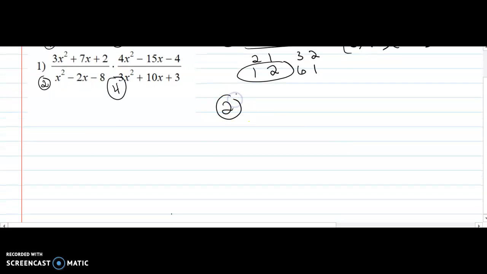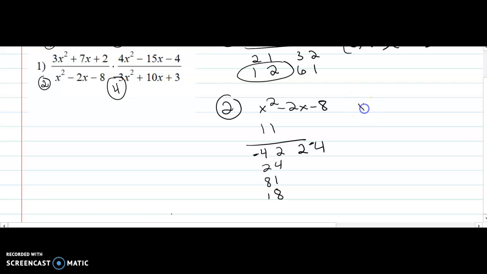Second one is x squared minus 2x minus 8. All right, 1 and 1. We have 4, 2, 2, 4, 8, 1, 1, 8 here. Cross multiply, so I have 2 and 4. Well, I notice right away that I can use 2 and 4 to get to a negative 2. If I make the 4 negative, I have to make that 4 negative. So there's my combination. I have x minus 4 and x plus 2.